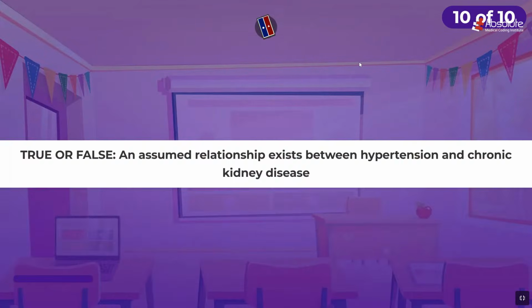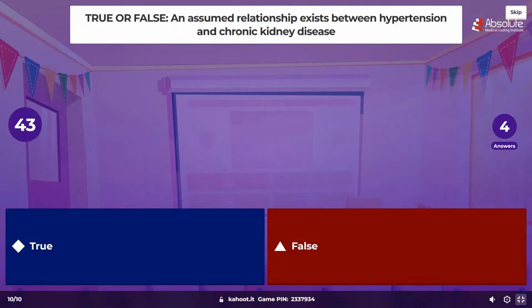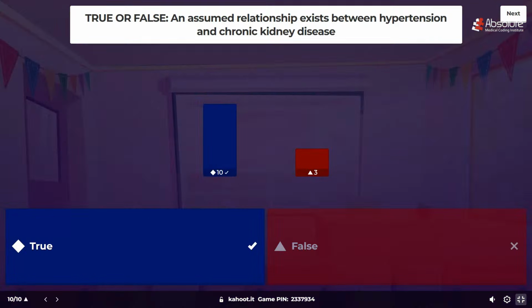All right. And then last question for the night, true or false? An assumed relationship exists between hypertension and chronic kidney disease. Again, this was one of the super popular guidelines that we were referencing in our scenarios. You guys got this one. An assumed relationship exists between hypertension and chronic kidney disease. All right. And indeed, it is true. There is an assumed relationship between hypertension and chronic kidney disease.